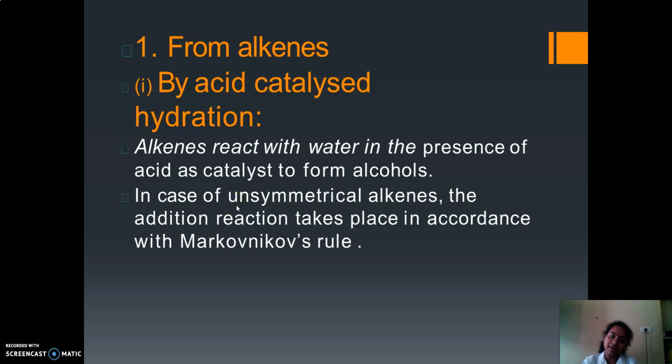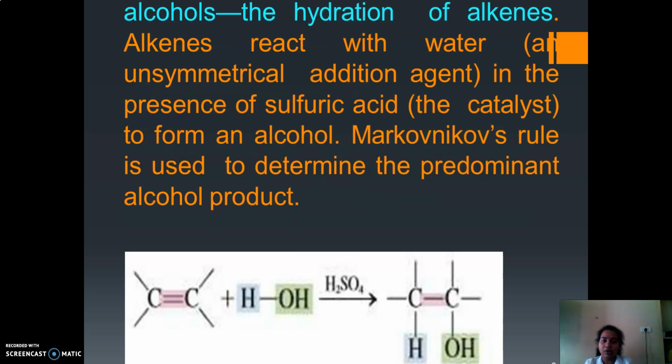In the case of unsymmetrical alkenes, similar to our haloalkanes and haloarenes, it will follow Markovnikov's rule. So what do you mean by Markovnikov's rule? In Markovnikov's rule, we know that the substituent is attached to the carbon which has the least number of hydrogen atoms. So here the substituent is OH. So the OH will attach to the carbon which has the least number of hydrogen atoms.